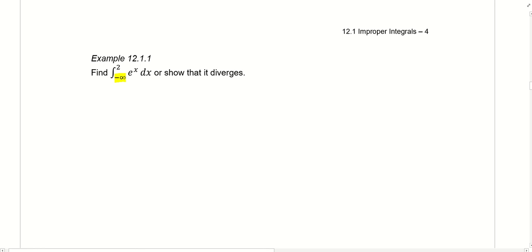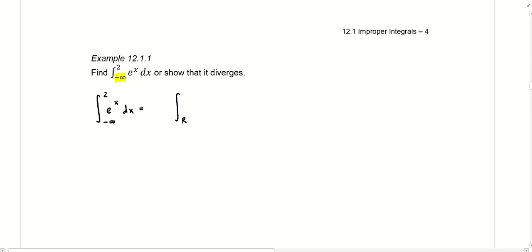All right, so we can see that our lower limit of integration here is the one that is infinite. We are integrating from negative infinity to 2. So how are we going to work with this? Well, our original integral here is the integral from negative infinity to 2 of e to the x. So what I'm going to do is I'm going to leave myself a little bit of room here. I'm going to rewrite this integral, and I'm going to replace negative infinity with a placeholder.